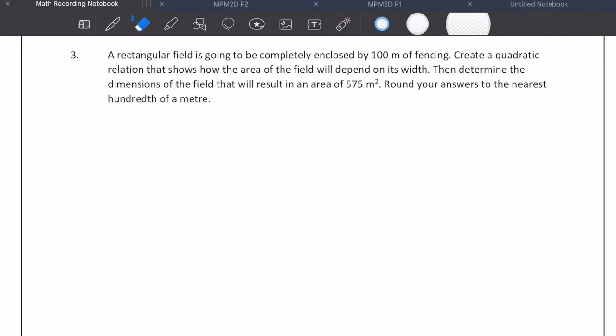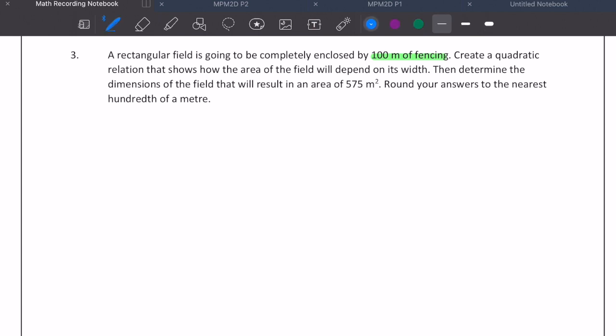This question here is an application one. It's a word problem. It's going to take us through a couple more steps, and it's going to bring back something that you guys probably wish stuck in a corner, aka substitution. We're going to be applying the ideas of linear systems now to quadratics. A rectangular field is going to be completely enclosed by 100 meters of fencing. So this is how much fencing they have to enclose the entire field.